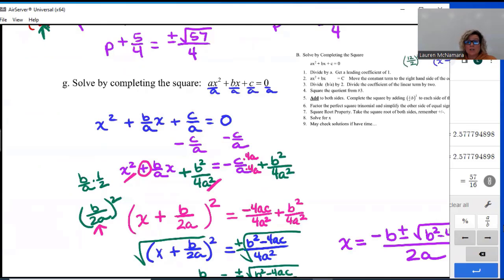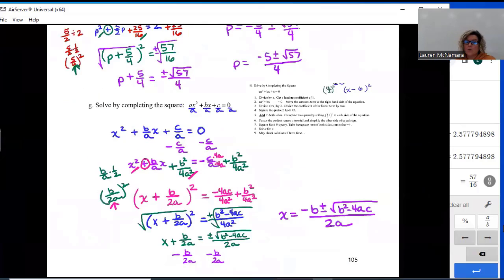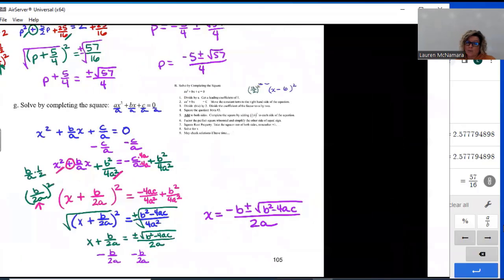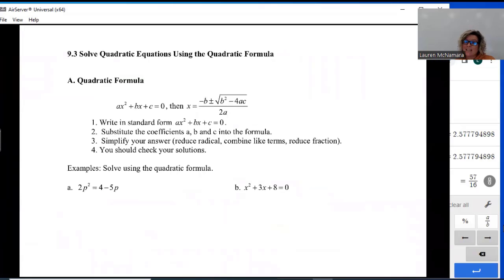So we just took the standard form of a quadratic equation, ax squared plus bx plus c equals 0, and solved it by completing the square to get our quadratic formula, which is something that you need to know. And it'll be the next section.